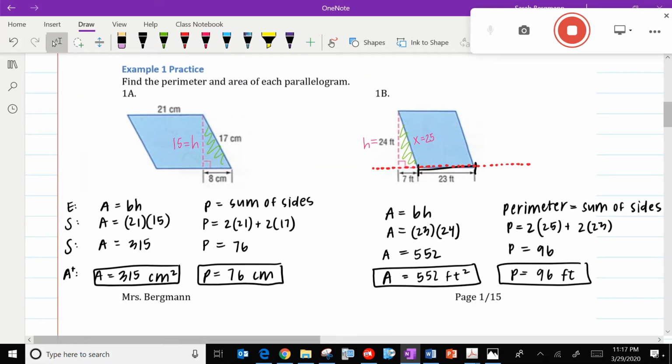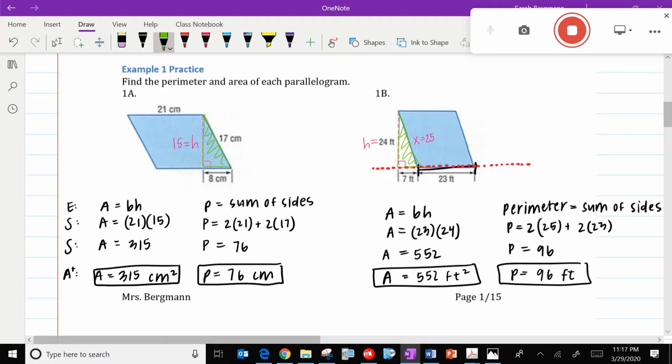For each of them, you needed to use Pythagorean theorem. For the first one, I see this right triangle, and I recognize this Pythagorean triple, 8, 15, 17. If you do not recognize it, you need to use Pythagorean theorem to get that the height is 15. For 1B, I again recognize this Pythagorean triple, 7, 24, 25. If not, you need to use Pythagorean theorem.